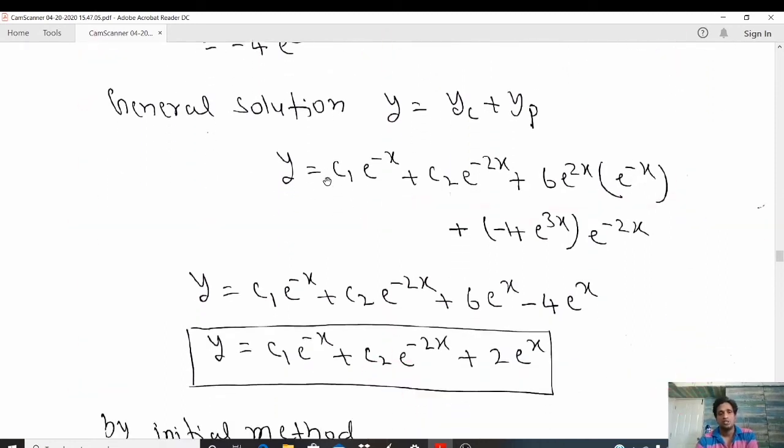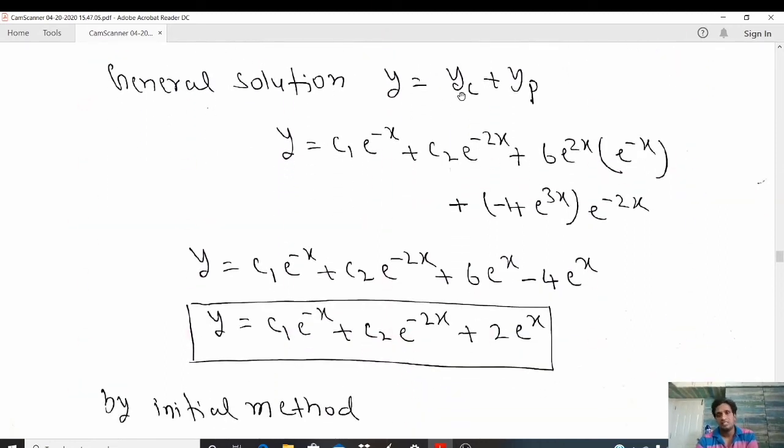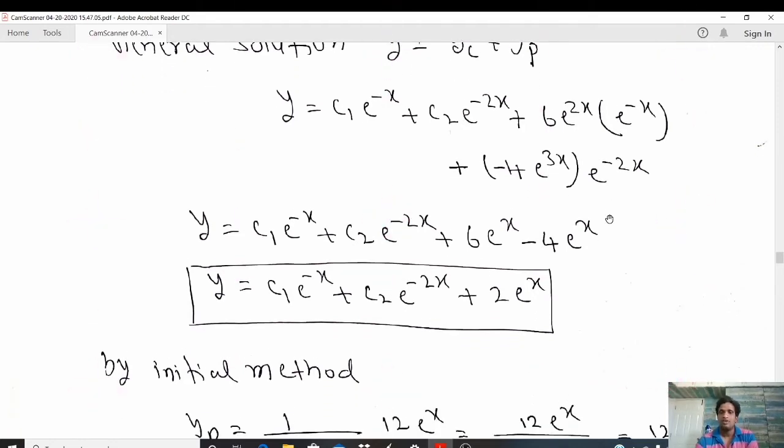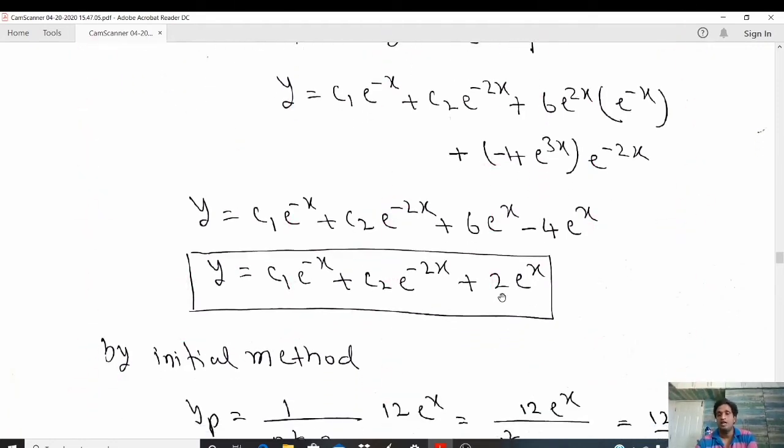So the general solution becomes y is equal to yc plus yp. Y is equal to yc, what we have written, c1 e power minus x plus c2 e power minus 2x. And what is yp? A into u plus b into v. This is a, what we got by the simplification, 6 into e power 2x into e power minus x. B is minus 4 into e power 3x into v, e power minus 2x. If you simplify, you will get the total value as 2 into e power x.